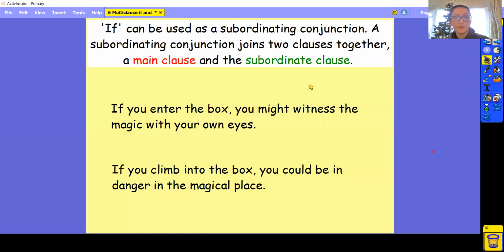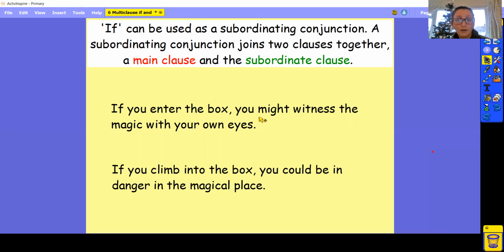Okay, so on to our learning today. If can be used as a subordinating conjunction. A subordinating conjunction joins two clauses together, a main clause and a subordinating clause. So the main clause is the bit that makes sense by itself, and the subordinating clause is the bit of extra information. It needs to be added onto the main clause for it to make sense.